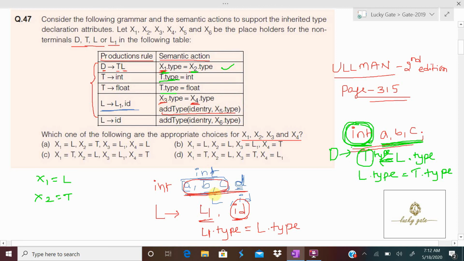Okay, now what is x3? We understood this x3 should be L1 and this x4 should be L now, right? Now, so x1 is L, x2 is T, x3 is L1, and x4 is L. This is matching with option A. So answer for this question is option A, and it is given for 2 marks.